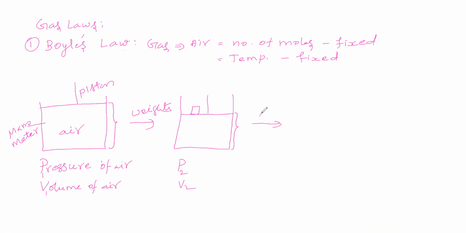Then he put another weight over this. What happened? The piston came down still more. Then using the manometer, he found the pressure exerted by the air, and the volume of air is this much. That volume of air he found, and he continued the experiment like this.